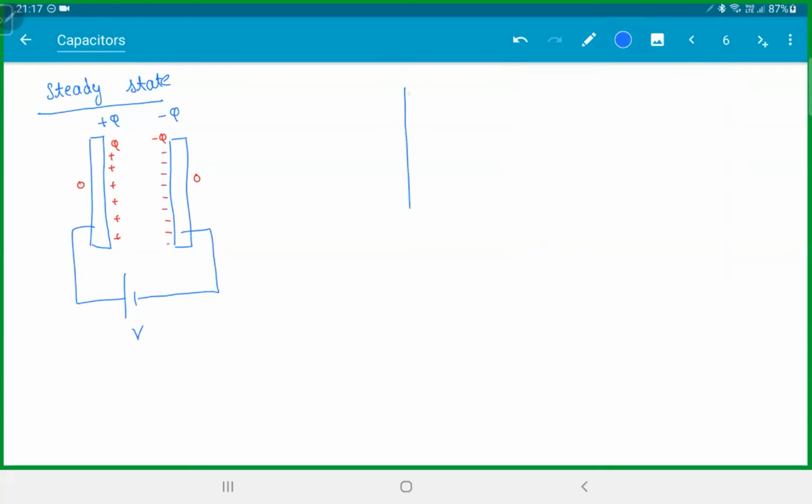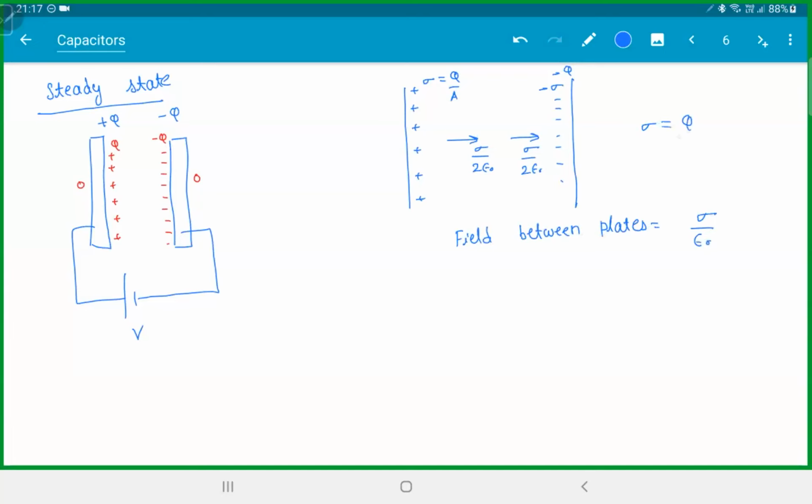So if you have a sheet here with charge plus Q, sigma is Q by area, the field will be sigma by 2 epsilon. This is the field due to an infinite sheet. If this is minus Q, we get a minus sigma. The negative plate will attract. This field will also be sigma by 2 epsilon. So the field between the plates is given by sigma by epsilon, where sigma is nothing but charge by area. And we know the field between the plates is nothing but potential difference by distance between the plates.